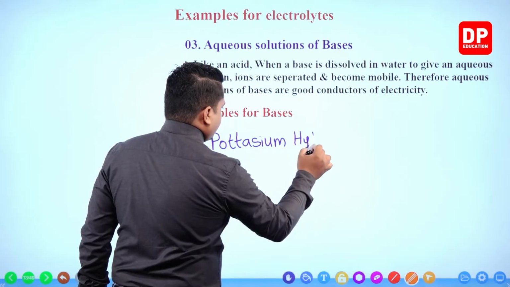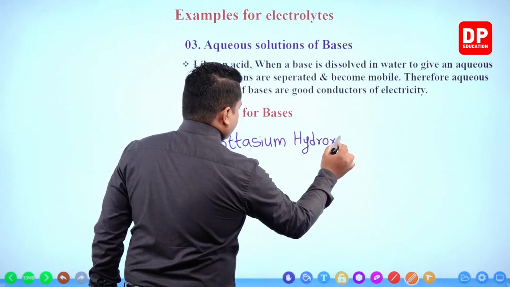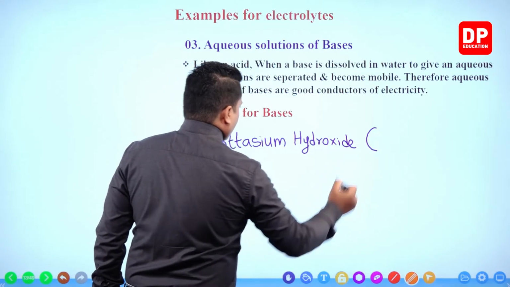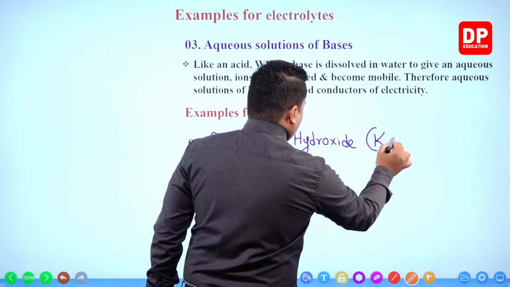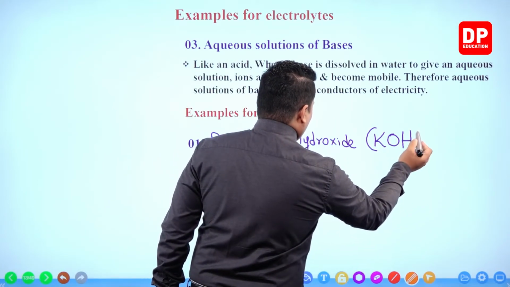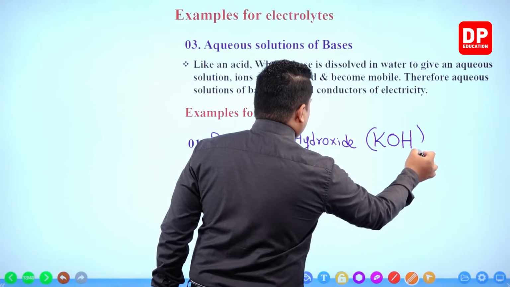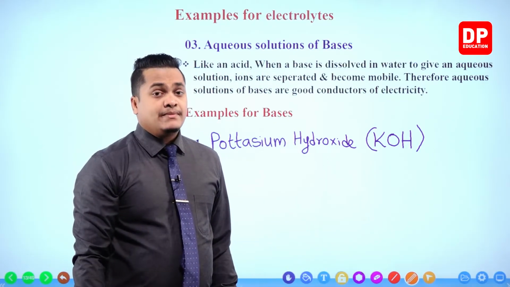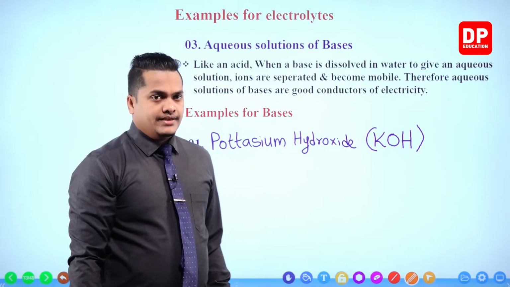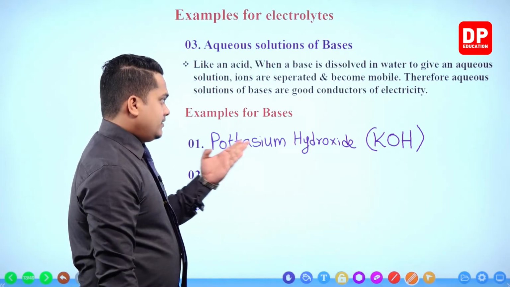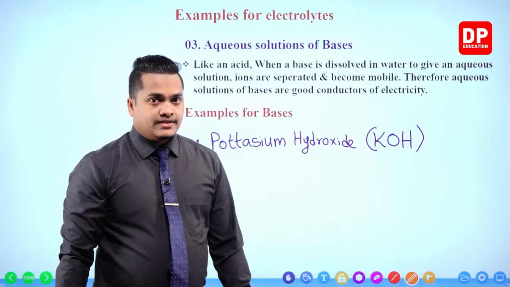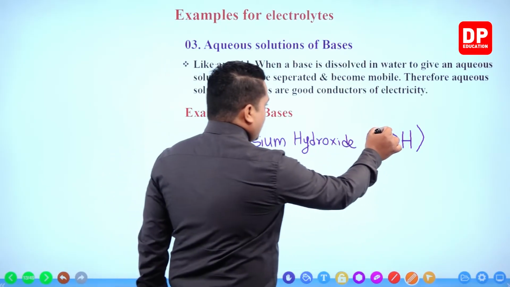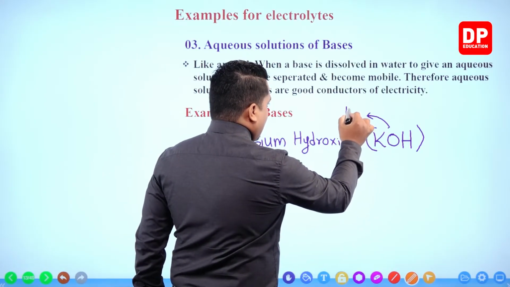Potassium hydroxide. The chemical formula is KOH. K is for kalium. You know that potassium is referred to by the special name kalium, right? That is why potassium is given the letter K. So in potassium hydroxide, K is positive.